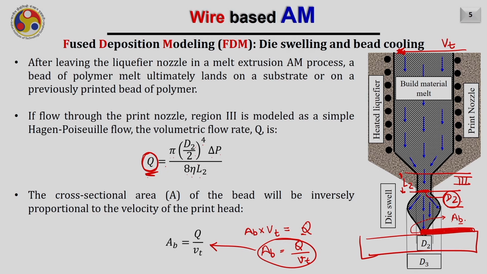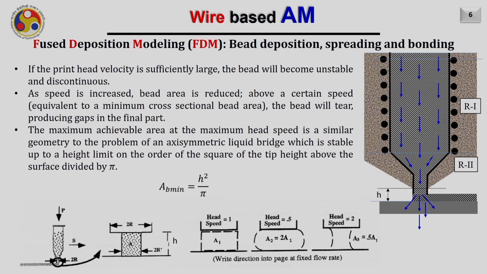Now we know the cross section which is going to deposit of the bead on the substrate. Now if the print head velocity is sufficiently large, the bead will become unstable and discontinuous. Meaning to say, if your print head is moving with a very high velocity, in that case you may not be able to get the continuous bead. It may be discontinuous. This is because the bridge transformation may not occur between the die and the substrate.